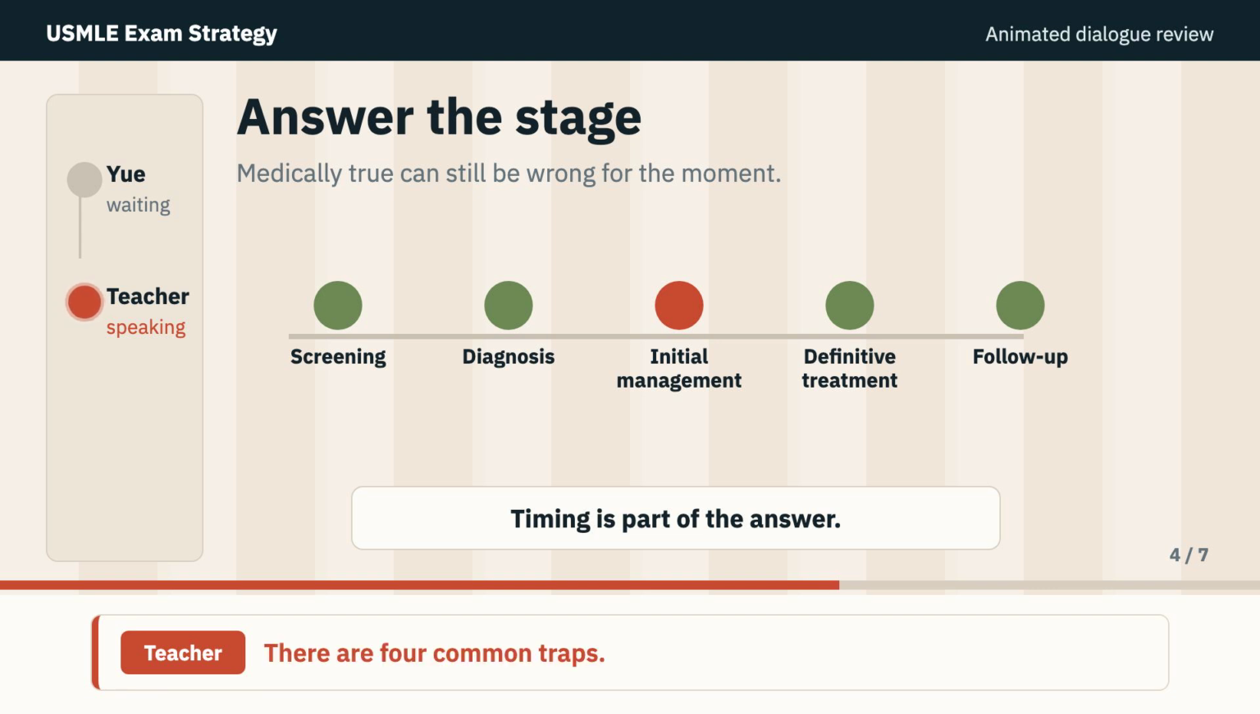There are 4 common traps. First, the right disease but the wrong task. Second, the right task but the wrong urgency. Third, the right treatment but the wrong stage. Fourth, the right association but not the main reason for this presentation. So do not ask only, have I heard of this? Ask, does this answer fit the task, setting, stability, and stage?